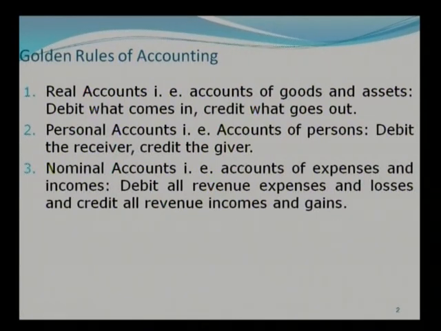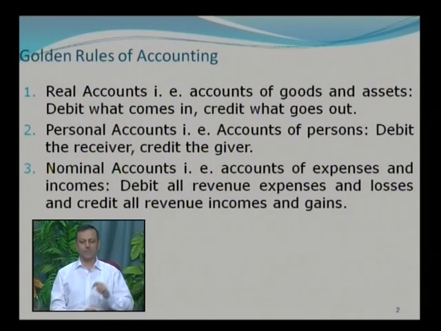We had earlier, based on the accounting equation, seen the rules of debit and credit. Now we are looking at another types of accounts wherein the accounts are divided into three parts: real accounts, personal accounts, and nominal accounts. Some authors also call it golden rules of accounting for these three different types of accounts.